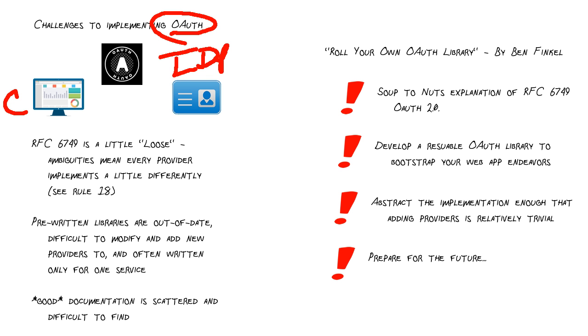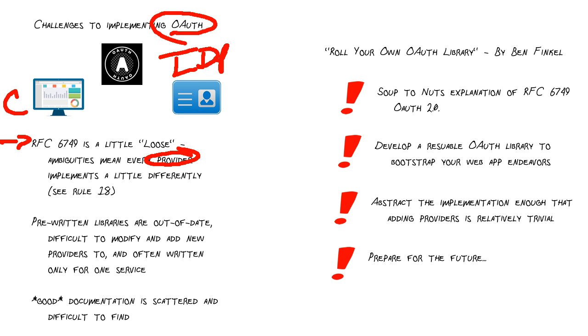I ran into a couple of problems. The biggest problem that I ran into is that there aren't any really good third-party libraries out there that work the way I want them to work, and there's a reason for that. First of all, RFC 6749, which is the specific specification for OAuth 2.0, is what I like to call a little loose. And what I mean by that is that there are ambiguities inside of the specification. They call it a framework. They don't even call it a protocol. They call it a framework. And what this means is that every provider implements it a little bit differently.